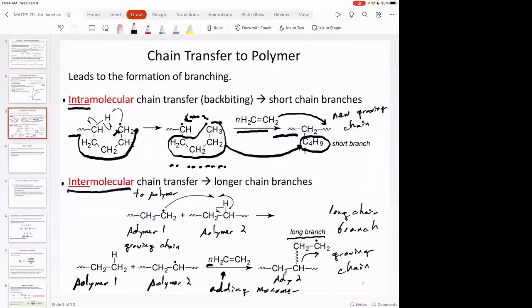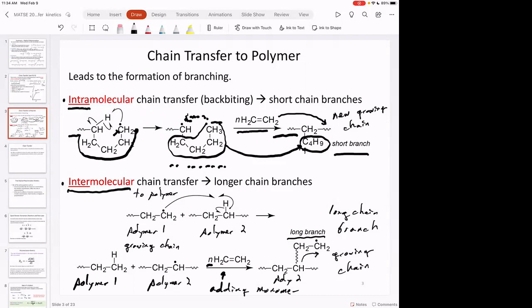But if I start to talk about branching, or if I start to talk about chain transfer to polymer, you start to think about this. And this will take some studying. Like I said, there's lots of arrows flying around. We're moving a proton from the growing end back into the molecule. And so make sure that you have these mechanisms and that you can draw them out. And that you know the signatures of intramolecular short chain branches and intermolecular long chain branches. That tells you what's going on.